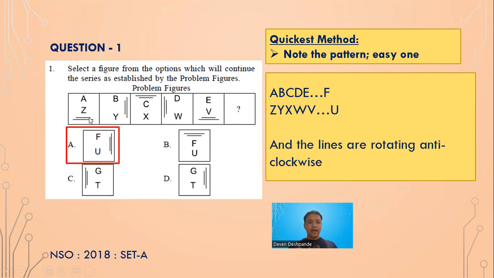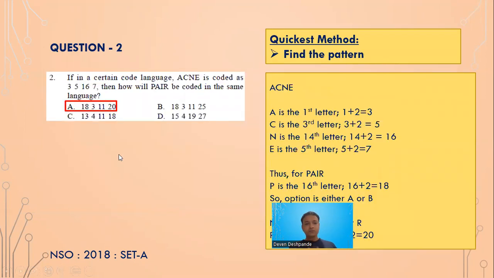And you notice the lines are moving anti-clockwise. Here the line is like this, then like this, then it goes to the top, then to the left, then again to the bottom, then it will go to the right. The lines keep moving anti-clockwise, so it will be at the right. So U and F with the line at the right. This is the correct option.